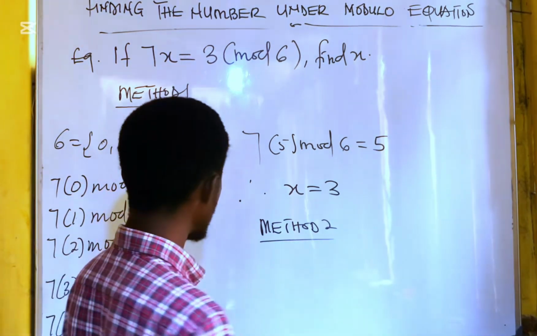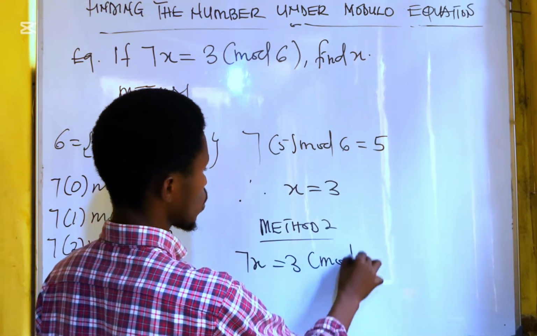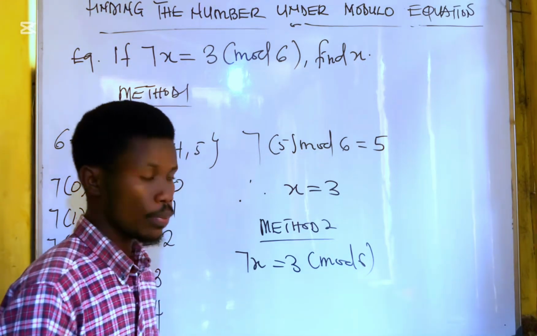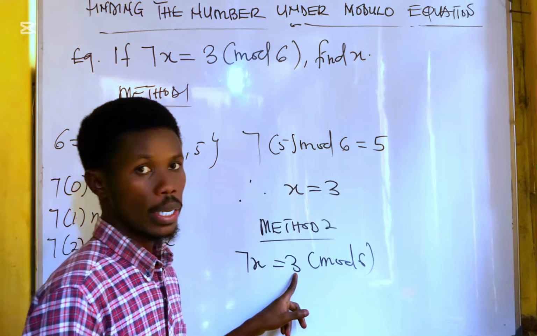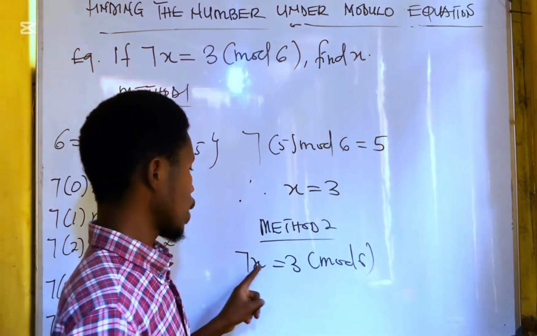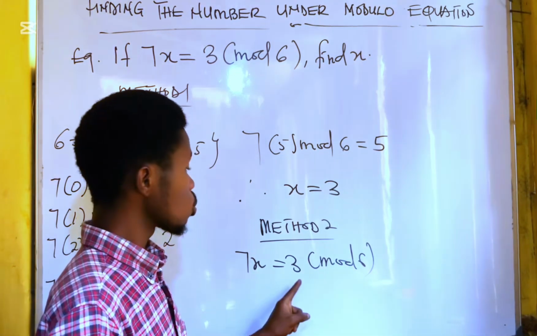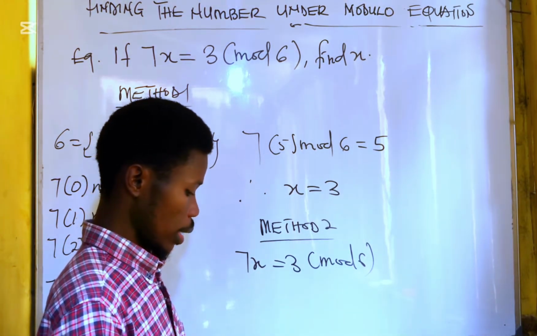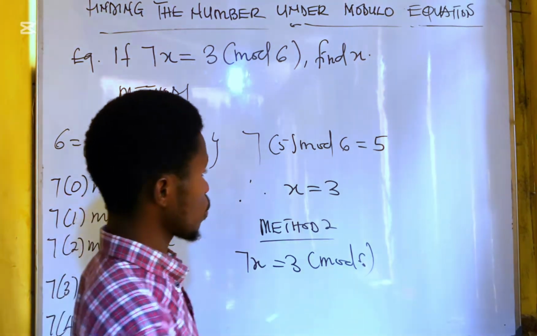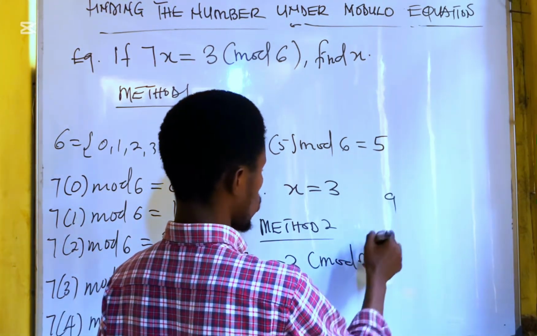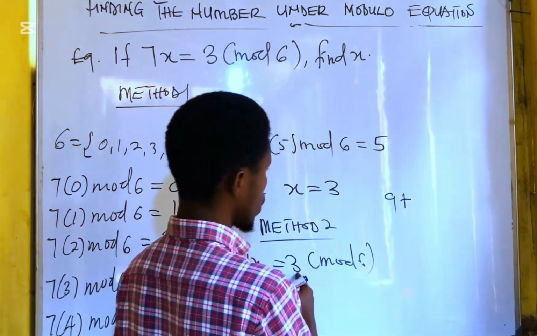Method 2 is very simple. That's 7x equals 3 mod 6. Now the idea is that we have to keep on adding this mod to this number here in such a way that the number we get will be divisible by 7. Is that okay? So first, if I add 6 to 3, you get 9. Is 9 divisible by 7? No. Then you keep on adding 6.